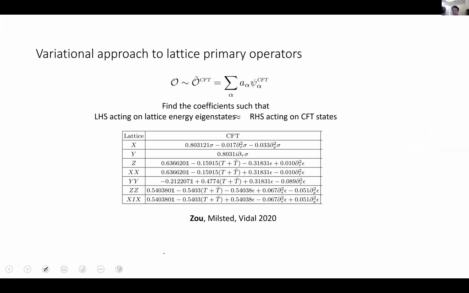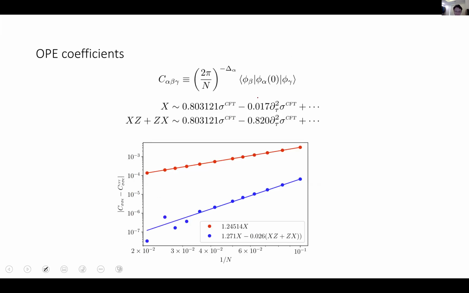And in order to make this general, what we do is write a variational ansatz where we expand the lattice operators in terms of a sum of CFT operators. We require that the left-hand side acting on lattice eigenstates will produce the right-hand side at the CFT state. Of course, there are several technical details that I'll omit, but the key point is that at the end of the numerical procedure, we obtain the expansion of lattice operators in terms of CFT operators, which is this table, and we can do this for any lattice operators. So this is completely general.